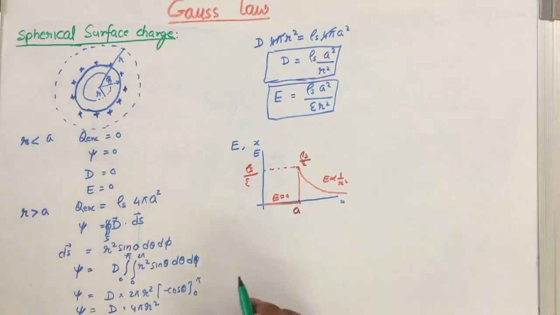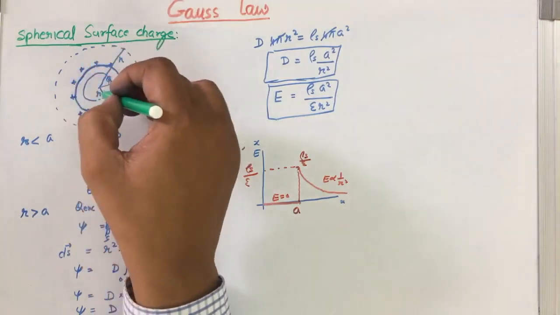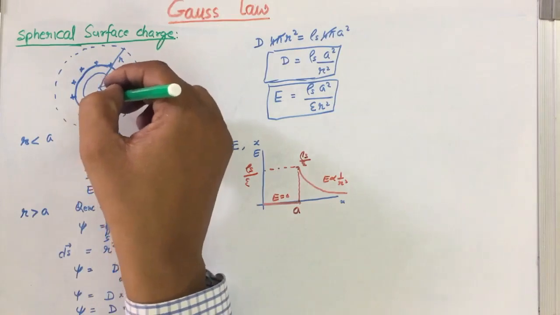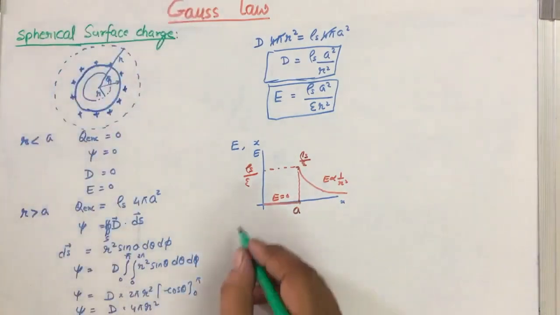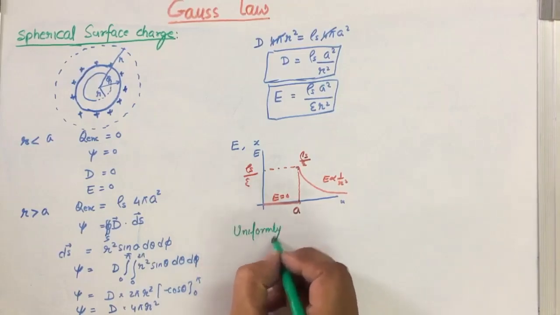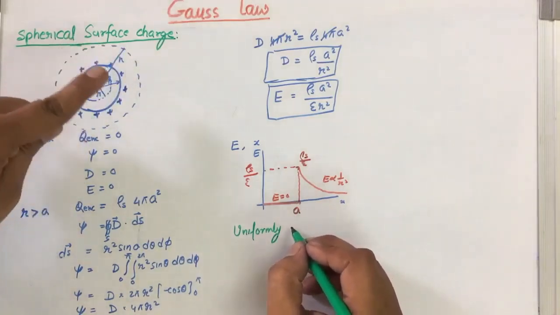Now we will consider a uniformly charged sphere. Until now we considered the shell, and now we will consider that the charge is distributed throughout the sphere, but it is considered as a uniform distribution. In that case, we can write uniformly charged sphere.